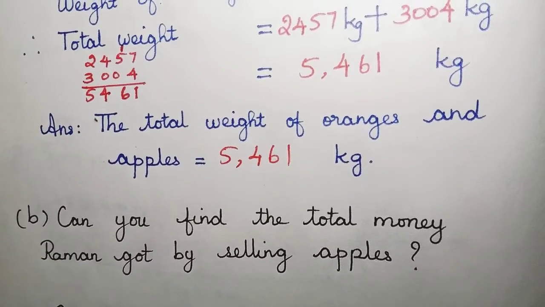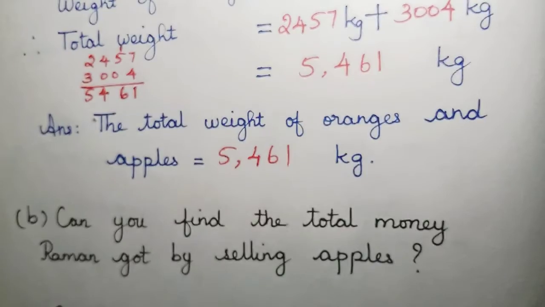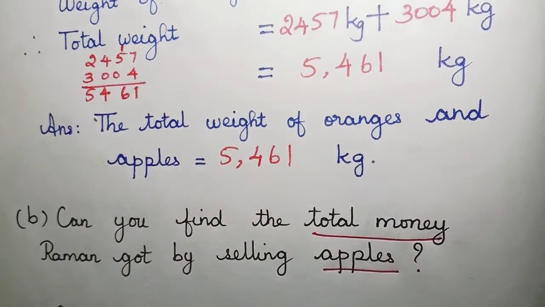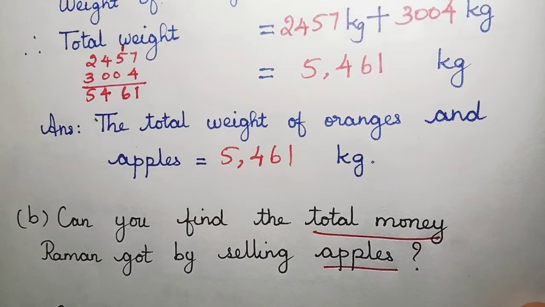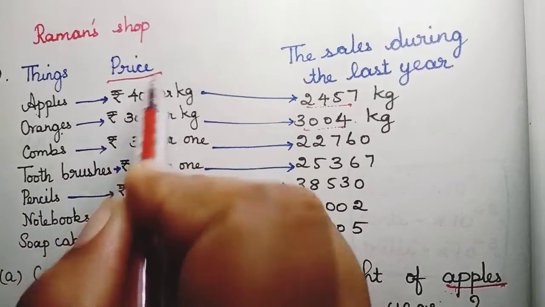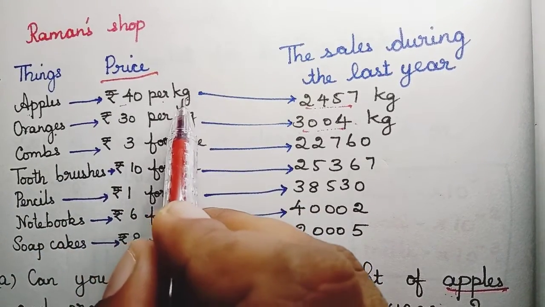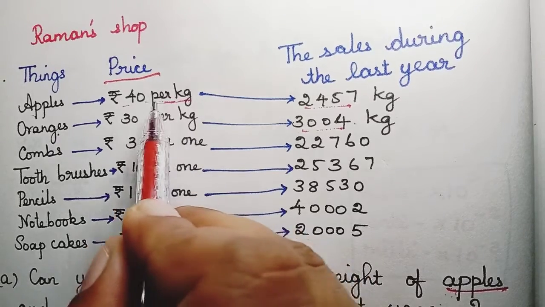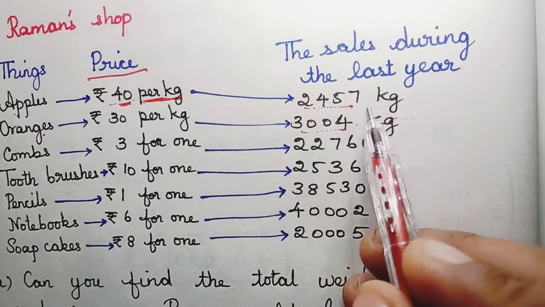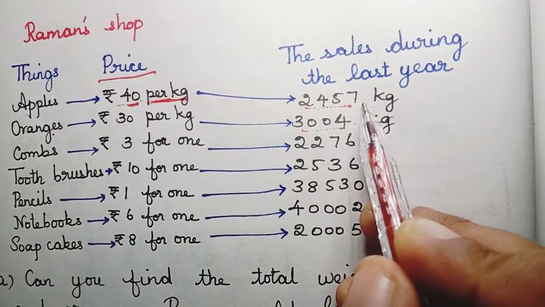Can you find the total money Raman got by selling apples? Okay. By selling apples alone, how much money did you get? How will you find the money? For that, you have to just multiply this value. This is 40 per kg. For 1 kilogram it is 40 rupees. But how many kilograms have been sold? 2,457 kilograms have been sold.